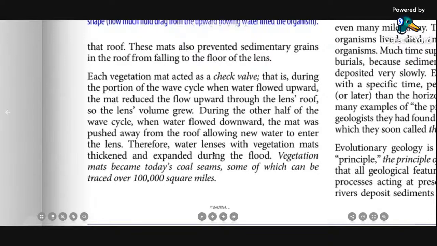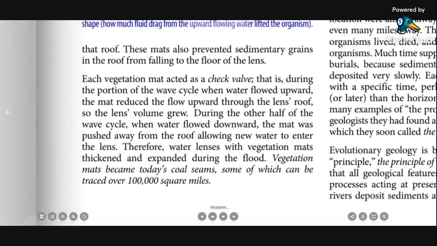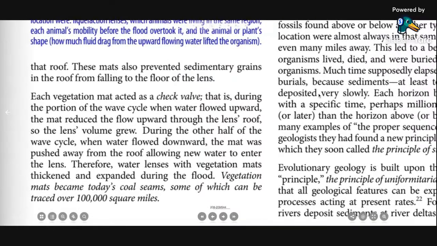Each vegetation mat acted as a check valve. During the portion of the wave cycle when water flowed upward, the mat reduced the flow upward through the lens's roof, so the lens volume grew. During the other half of the wave cycle, when water flowed downhill, the mat was pushed away from the roof, allowing new water to enter the lens. Therefore, water lenses with vegetation mats thickened and expanded during the flood. Vegetation mats became today's coal seams, some of which can be traced over 100,000 square miles.